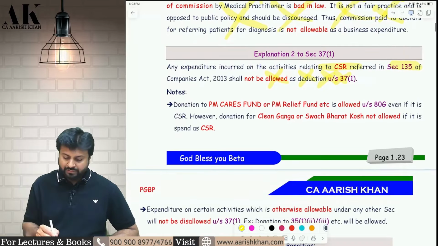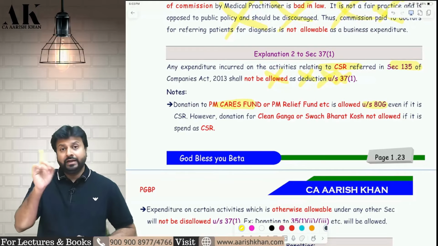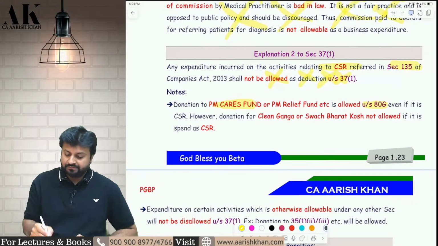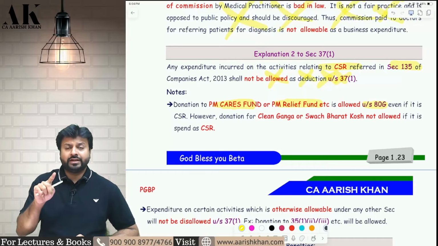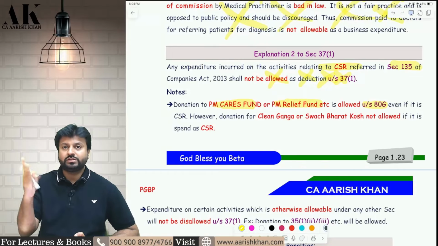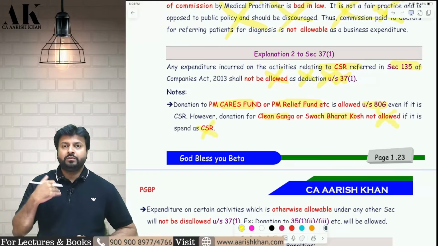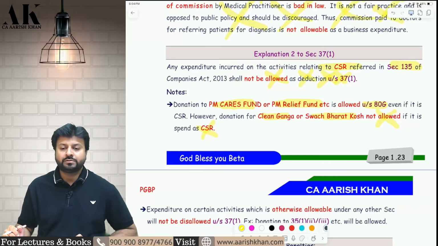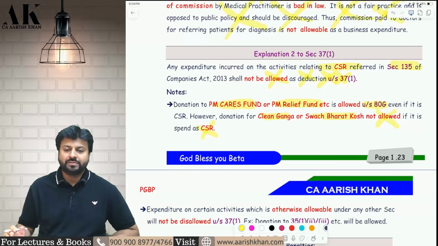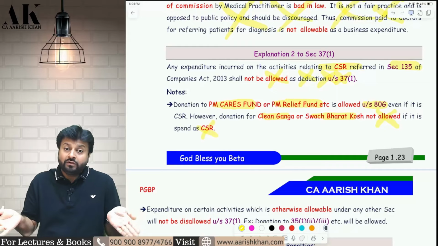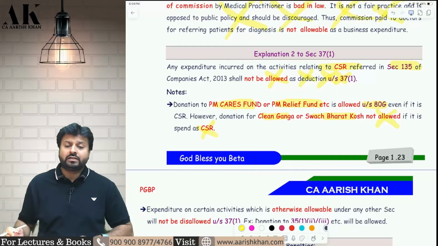So is a donation to PM Care Fund allowed? Donation to PM Care Fund is allowed under ATG, even if it is CSR. PM Relief Fund is also allowed under ATG, even if it is CSR. These two CSRs are allowed under ATG. However, donation for Clean Ganga and Swachh Bharat Kosh is not allowed, even if it is CSR. So if you make a payment for donation for Clean Ganga or Swachh Bharat Kosh, it is not allowed if it is expended as a CSR. If you are not incurring that as a CSR, then it is allowed. But if you are treating that as a CSR, then it is not allowed under the income tax law.